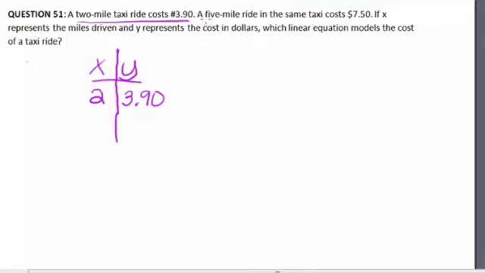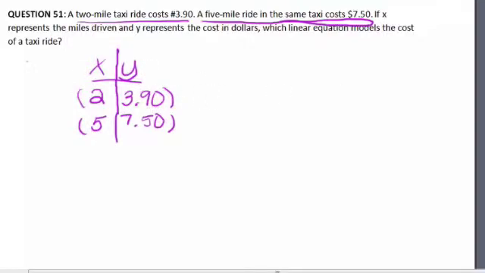So let's look at the next part of this question. A 5-mile ride in the same taxi costs $7.50. So if X represents the miles driven, we'll have 5 here. And $7.50 represents the cost in dollars. So what we have here is actually all we need. It's almost like 2 coordinates here. All we need to solve this problem of writing a linear equation.